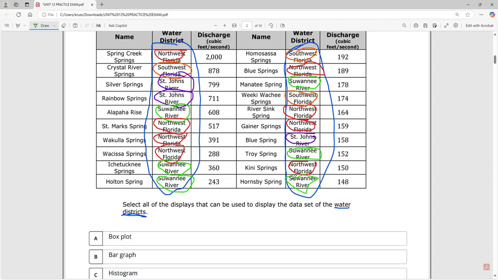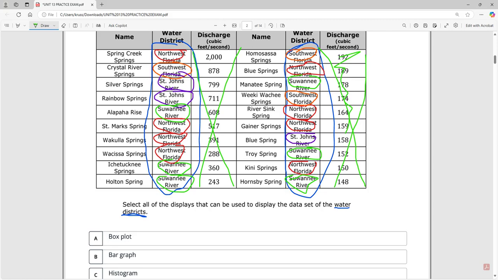Now this helps us see the different number of data points that we have. What is our n value? I guess it's not really answering that question. But this shows that we have these various districts, disregarding the discharge rate for all these at this particular moment, because it's only asking for the water districts.